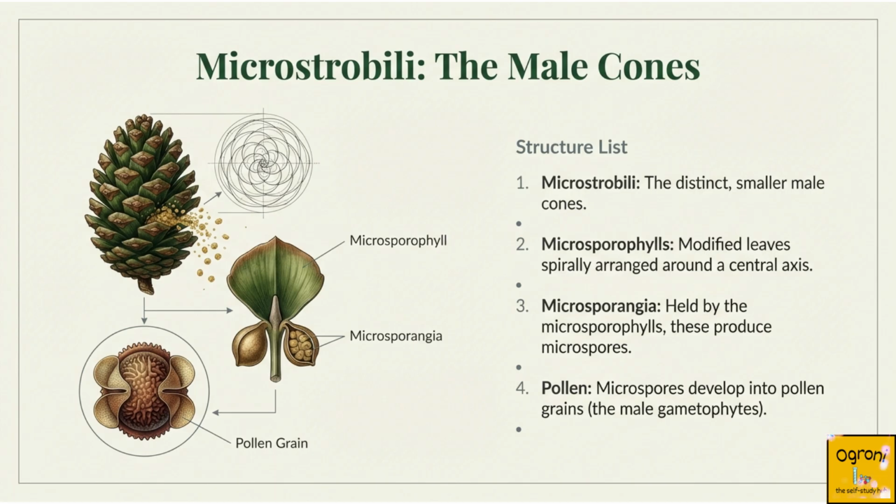Microstrobili. Microstrobili are the distinct smaller male cones. Microstrobili consist of modified leaves called microsporophylls arranged spirally around a central axis. Inside the microsporophyll are the microsporangia, which produce microspores, which later develop into pollen grains.